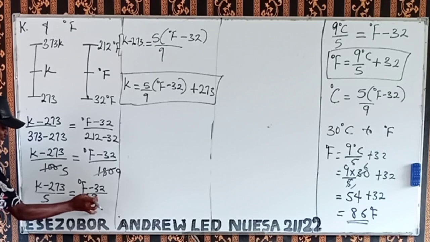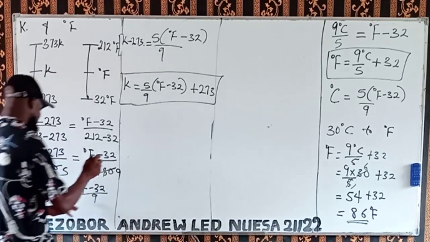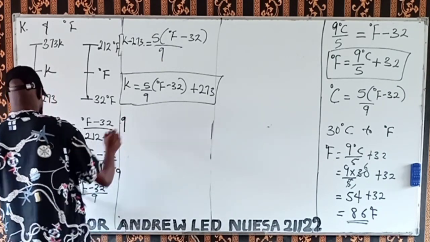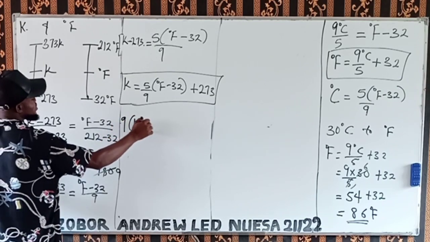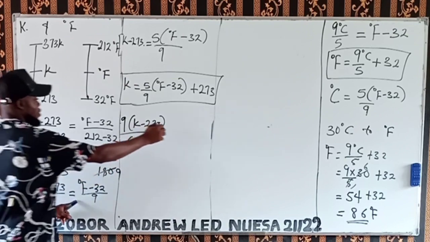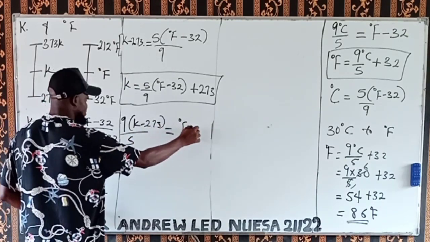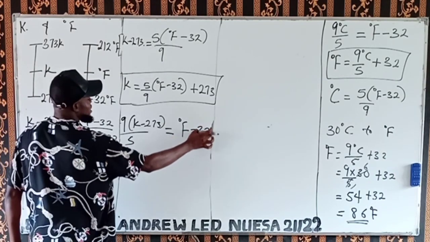You cross multiply the 9 to this side, just as the 5 was cross multiplied to this side before. You just use 9 to multiply this. You're going to have 9 times (K minus 273) over 5, which is equal to degree F minus 32. Now we move this minus 32 to the other side.